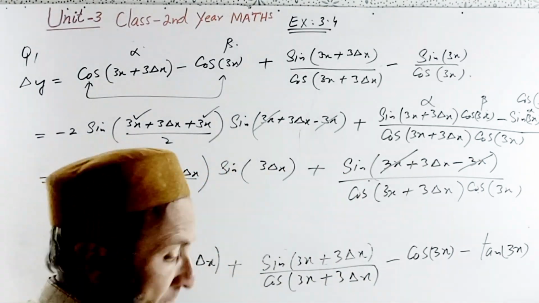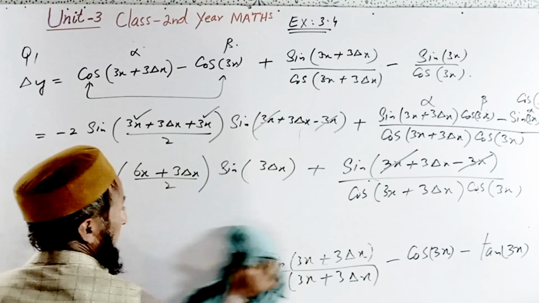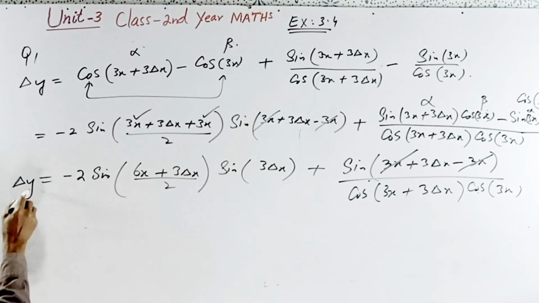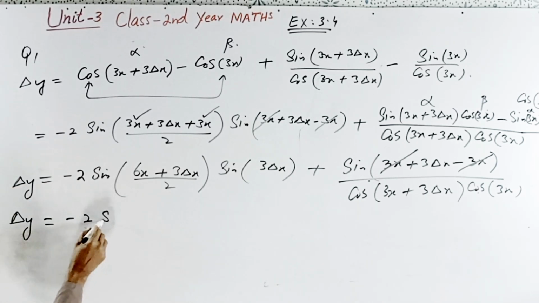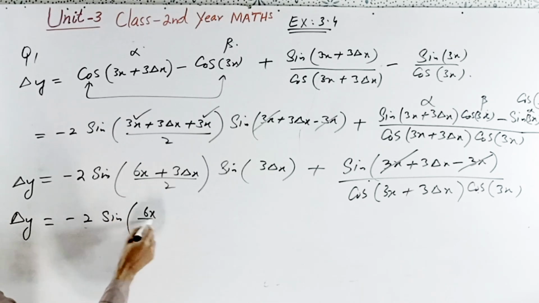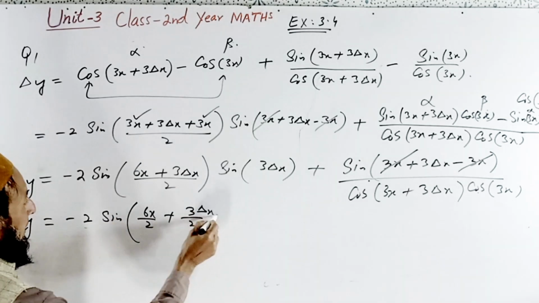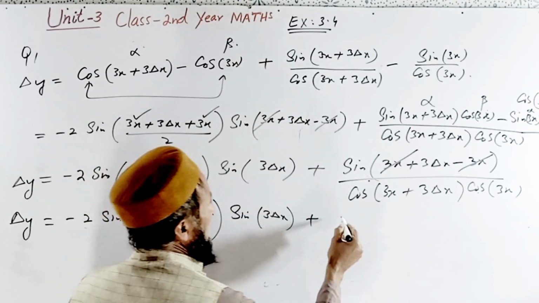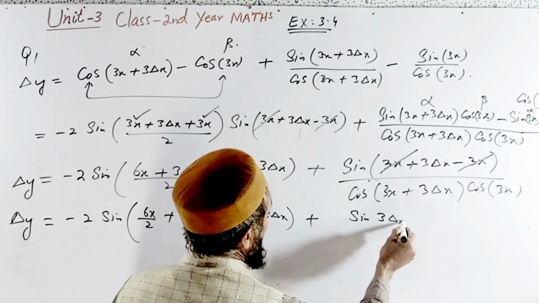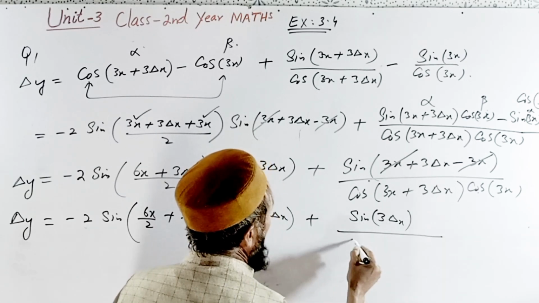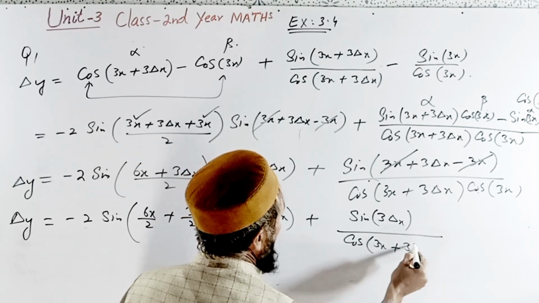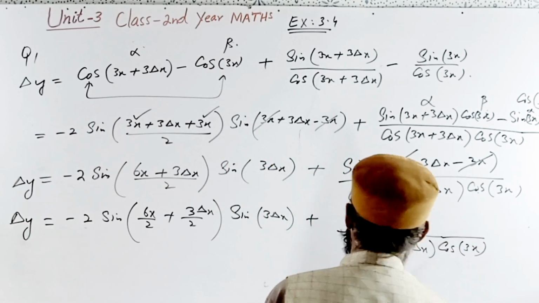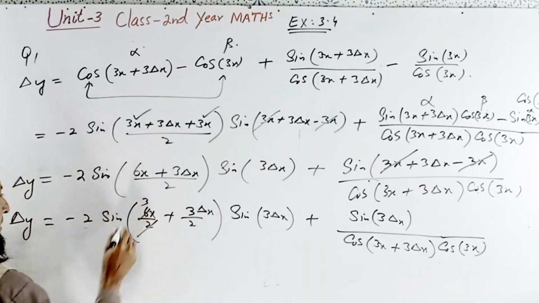Now multiplying. Now we simplify this. Delta y is equal to minus 2 sine, this will be cancelled, 6x divided by 2 and 3 divided by 2 delta x, sine 3 delta x plus sine 3 delta x, divided by cos 3x plus 3 delta x and cos of 3x. Both are cancelled, 3 sine 3x.